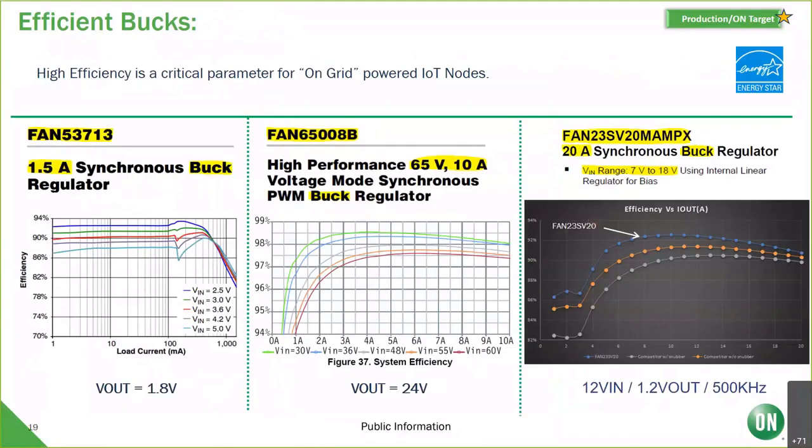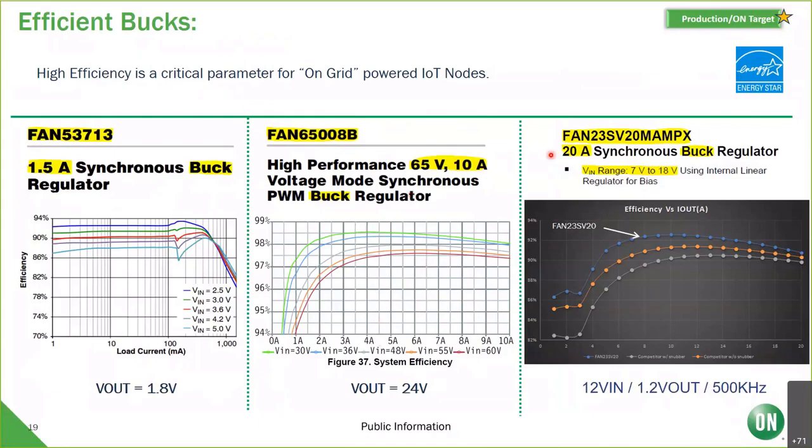And then for on the grid, we've got some excellent efficient bucks. We've got the 1.5 amp 53713, which, with a Vout of 1.8 volts, depending on its input, has 90% efficiency going as high as 93. We've got the FAN65008B, which reaches 98.5% efficiency, with a Vout of 24 volts, with different voltages coming in.